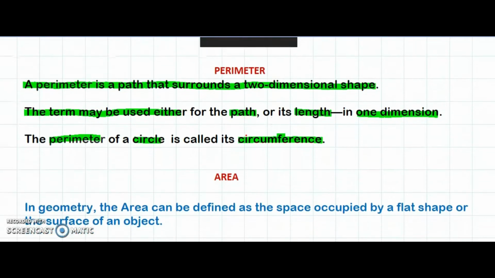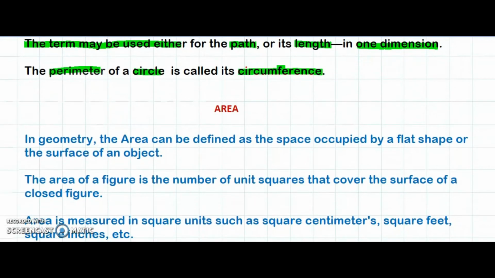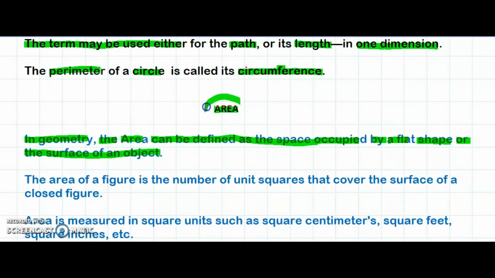Now let us move towards the second part, that is called area. How will we define the area? As you know, all these things come under the branch of mathematics called geometry. So students, in geometry, the area can be defined as the space occupied by a flat shape. Remember, the shape of the figure must be flat, or we can say the surface of an object, that we will call an area.